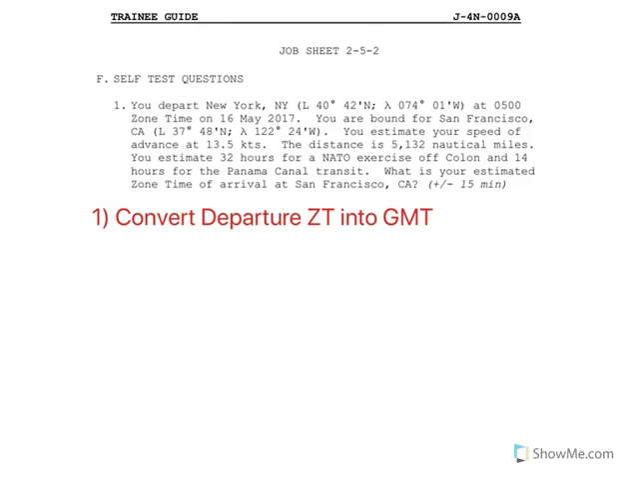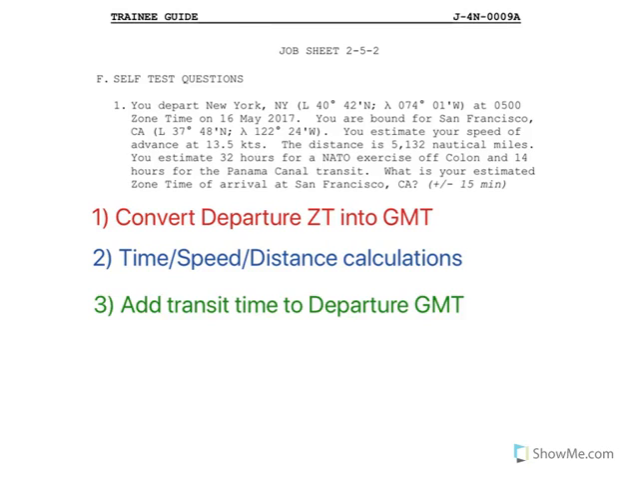Our next step is to do our time, speed, distance calculations. Basically, we need to know how long it'll take us to get from point A to point B. We just looked at how to do that in the last video, so if you need any review, go back to that video and take a look so you can just remember what units we use and when we divide and multiply. Our third step is to take the transit time that we determined in step 2 and add it to our departure time in GMT.